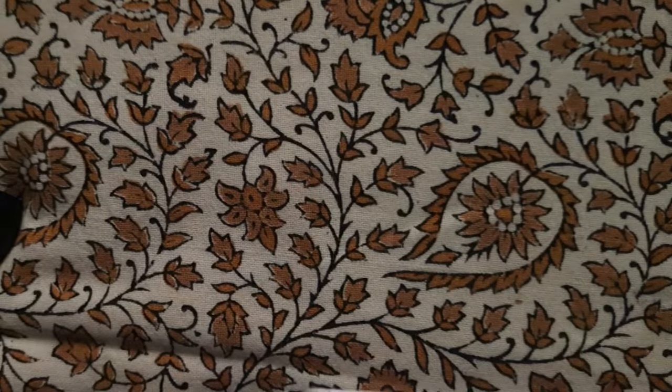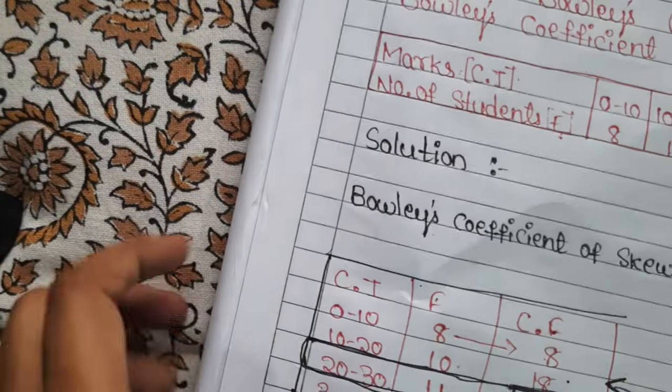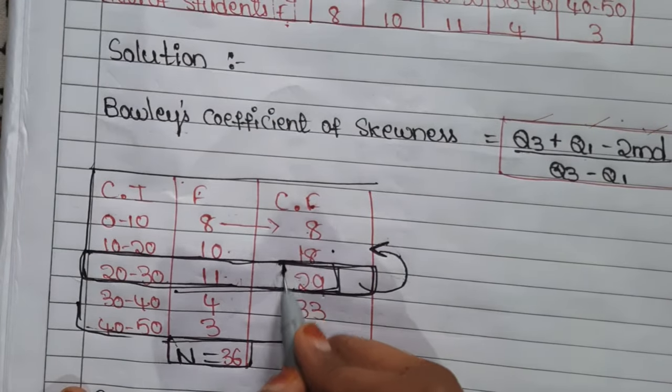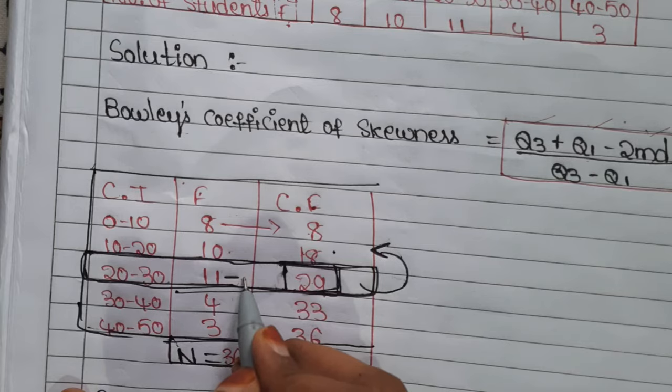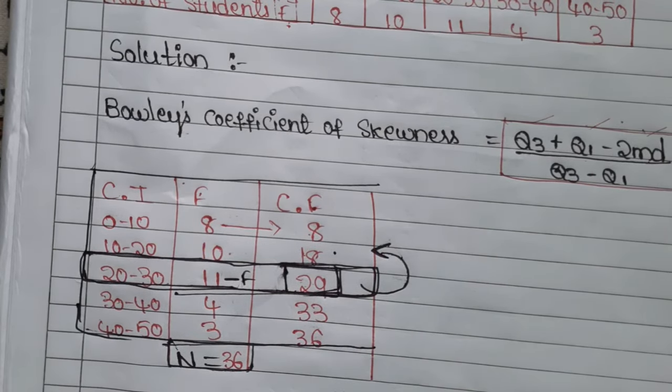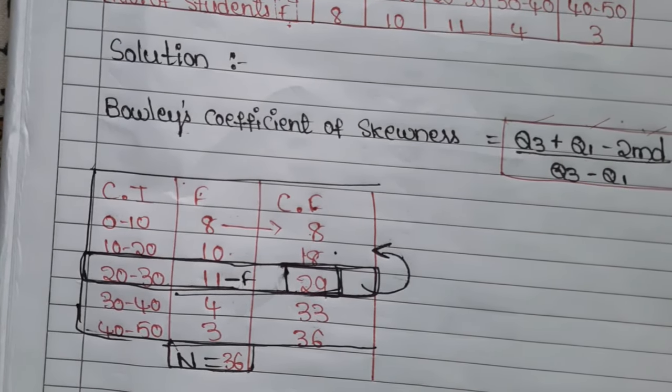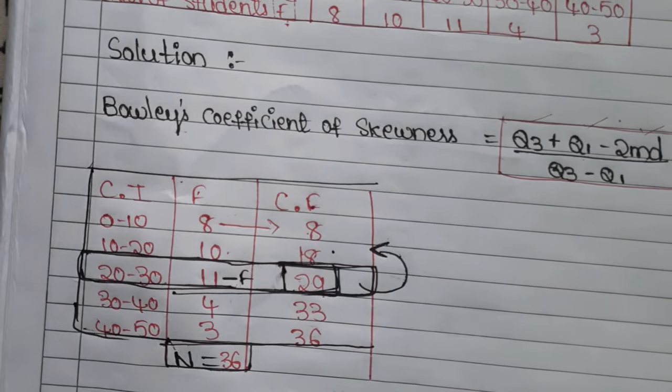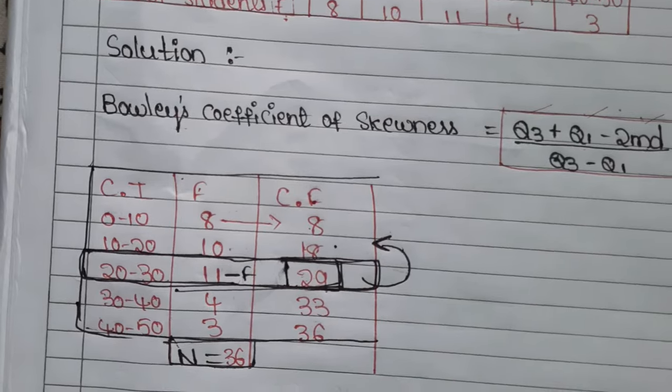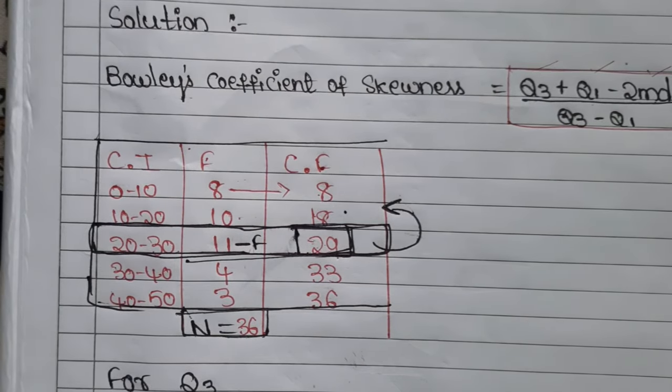Then F, what will be F? We have F here, no? F is nothing but frequency. So we got this as term, no? So this 11 will be our frequency. I hope you got it. If you are having any confusion, please watch the video again, okay? Go back and watch the video again.